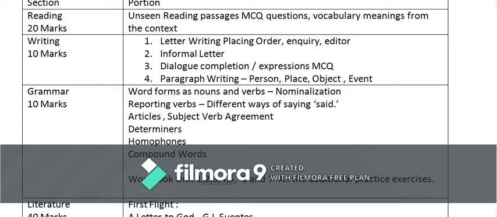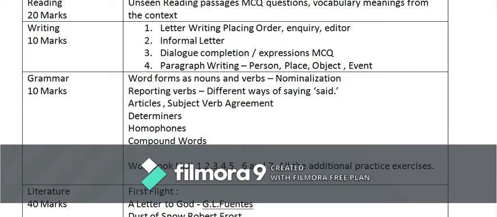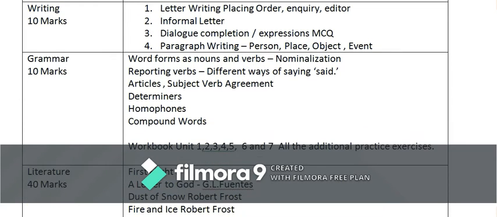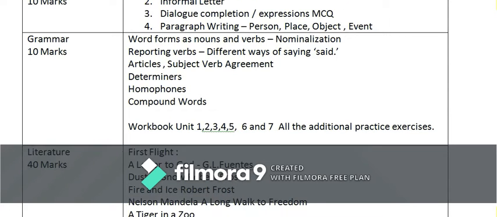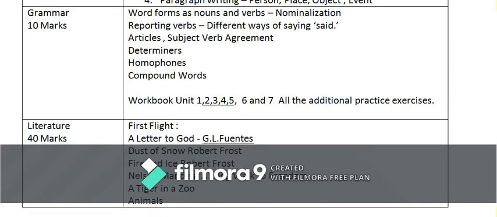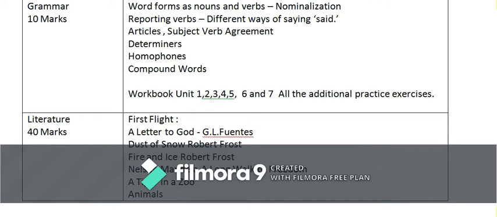Grammar is for 10 marks: word forms as nouns and verbs, nominalization, reporting verbs, different ways of saying said, article, subject verb agreement, determiners, homophones, compound words. Workbook units 1, 2, 3, 4, 5, 6 and 7, all the additional practices done in the notebook or the textbook or the PDF version that we have used.